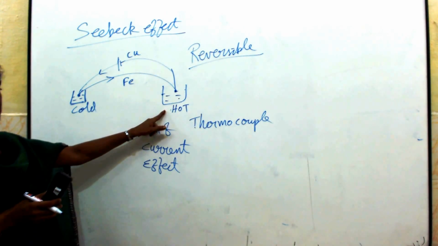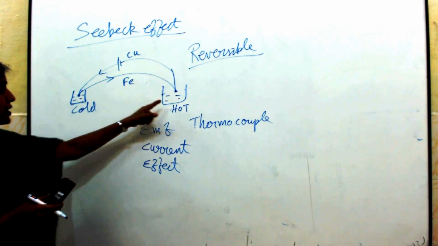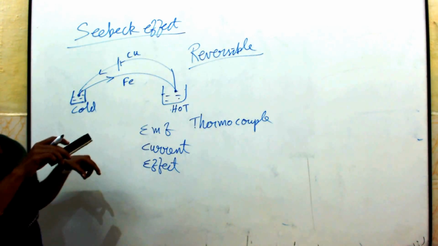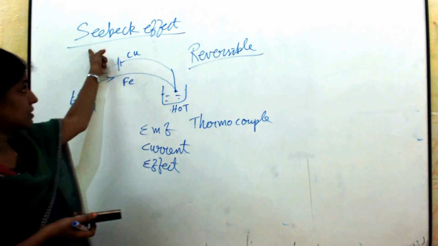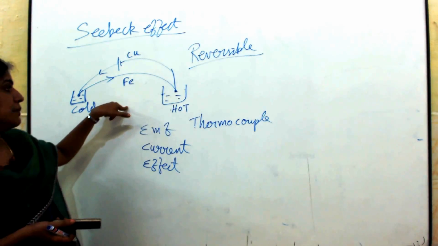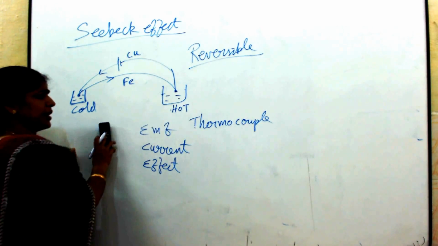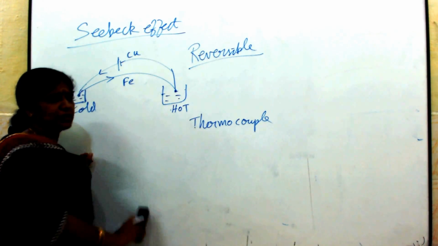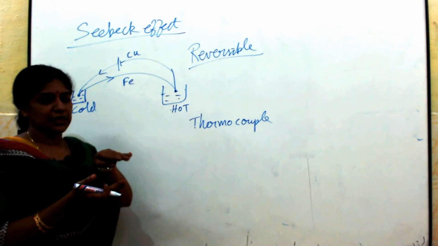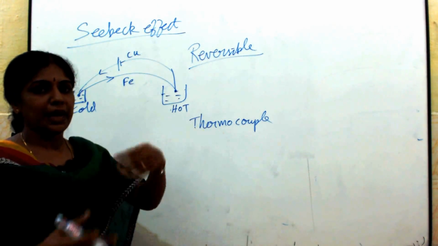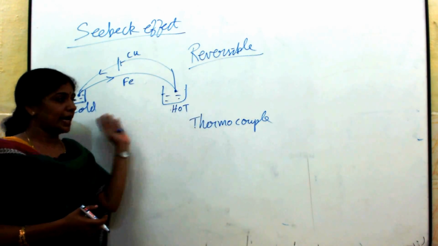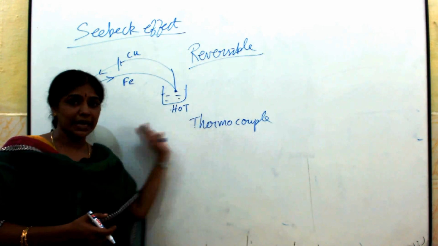If I exchange the temperatures of the two junctions, the current will also flow in the reverse direction. So the Seebeck effect is reversible. This was discovered by the scientist Seebeck, and he studied how the thermo EMF behaves for different pairs of metals. He took different pairs of metals, studied the EMF produced in all the pairs, and listed all the metals in a series.